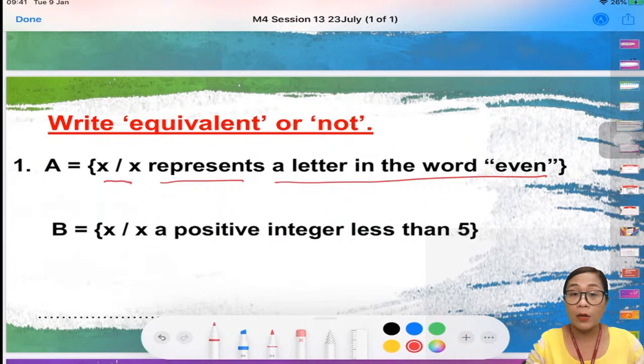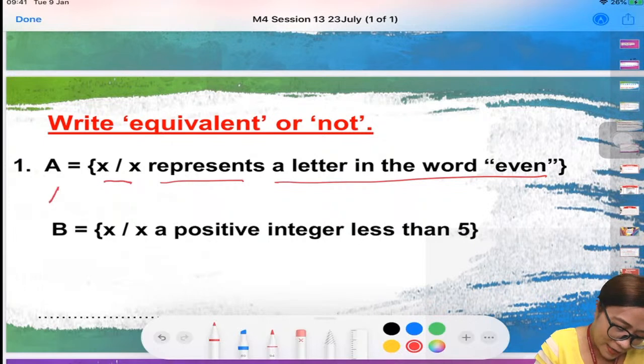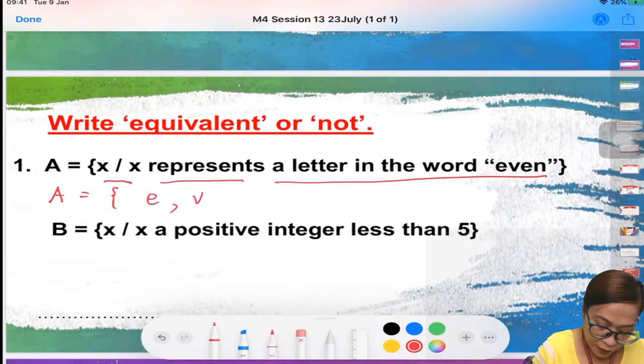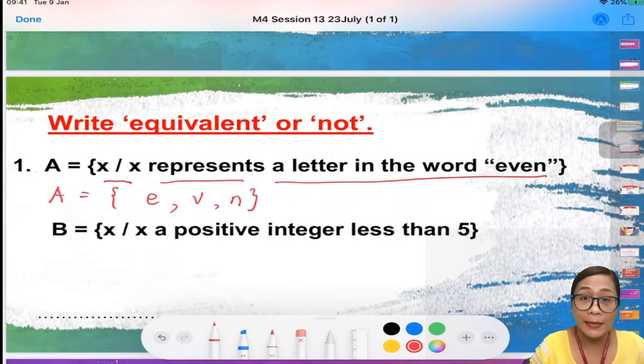So we always write in roster form. If the given is in set builder form, it's easier for you to write the answer first in roster form. Or if you can answer right away, by just looking, then it's fine. So maybe I think you're a genius. So A is the set of E, V, comma, N. No repetition of the same letter.